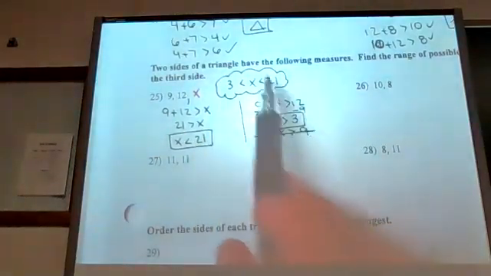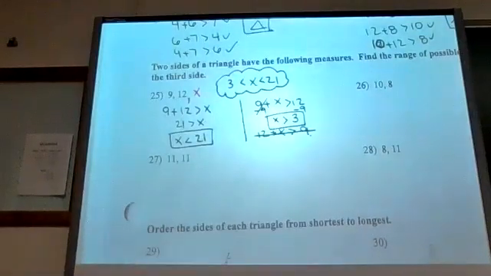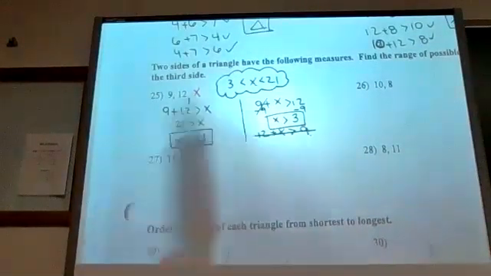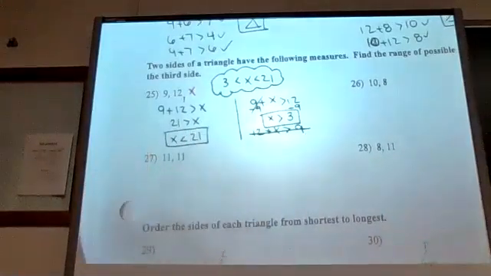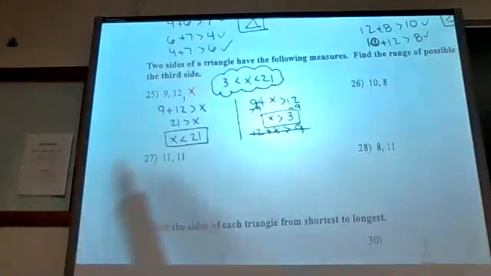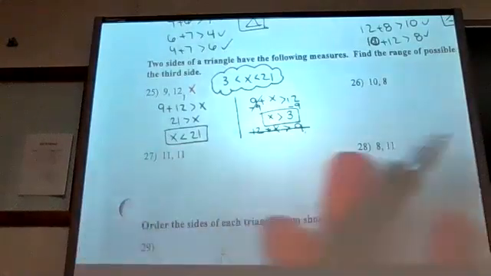I don't care if you write it separate or together, as long as you have both sides of that range. What does it have to be greater than? What does it have to be less than? And I do want you to rewrite this, because saying 21 is greater than X doesn't make as much sense as saying that X has to be less than 21. Okay, so we want to make sure we're rewriting this side.